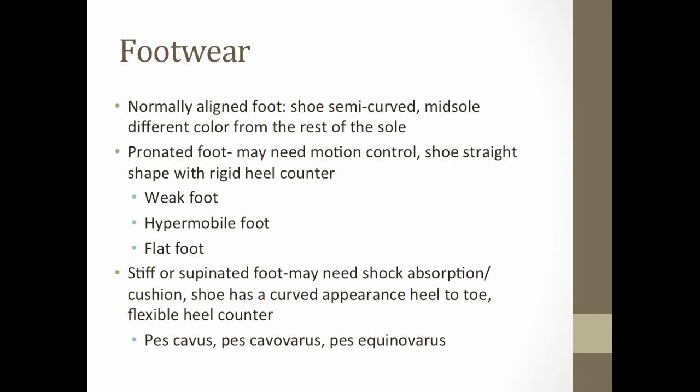Normally, in a normally aligned foot, the stability type shoe is semi-curved, and usually the midsole is a different color from the rest of the shoe. In a pronated foot, you need more motion control. So the shoe shape is straighter, with a rigid heel counter. This is for somebody who's got that weak foot, the hypermobile foot, or a flat foot. Someone who has a stiff or supinated foot needs more of a cushioned shoe that looks curved in appearance from heel to toe and has a flexible heel counter. So this helps in absorbing shock, because if we're more supinated, we're not getting as much pronation as we need to absorb that shock.